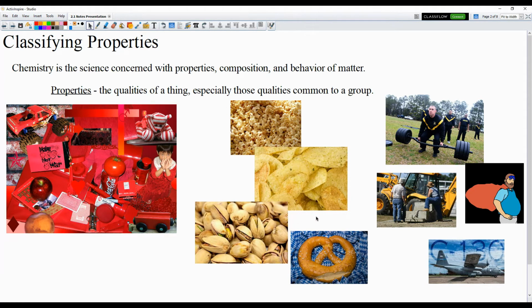In this middle section here, these have been classified according to salty snacks. So all of these things here are salty snacks. And over here on the right, these have been classified according to their heaviness. So we have here that these weights are heavy. These concrete blocks they're trying to move, the bulldozer are heavy. The plane is heavy, etc. So classifying according to properties.